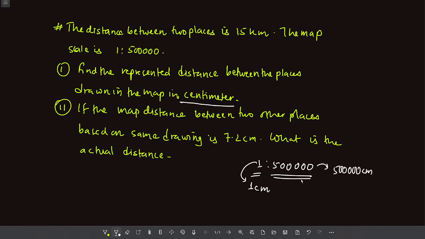Now what we have to understand is 5 lakh centimeter in actual means 1 centimeter in map, because 5 lakh centimeter cannot be drawn in a piece of paper, right? So that is why in order to represent that 5 lakh centimeter we use 1 centimeter.